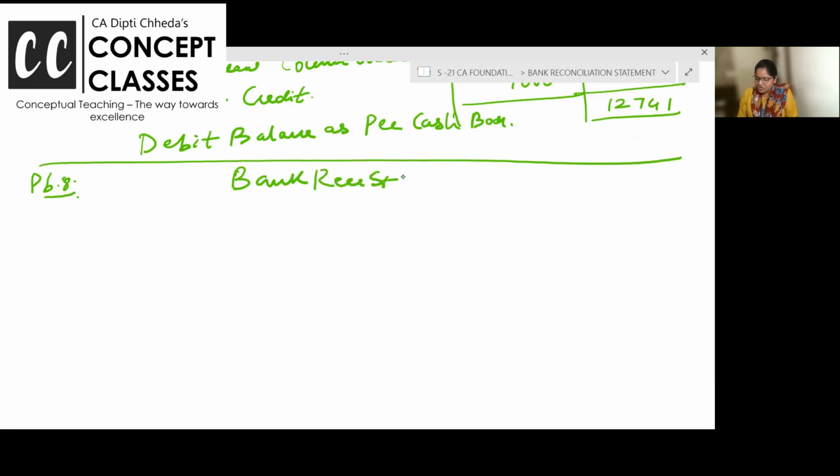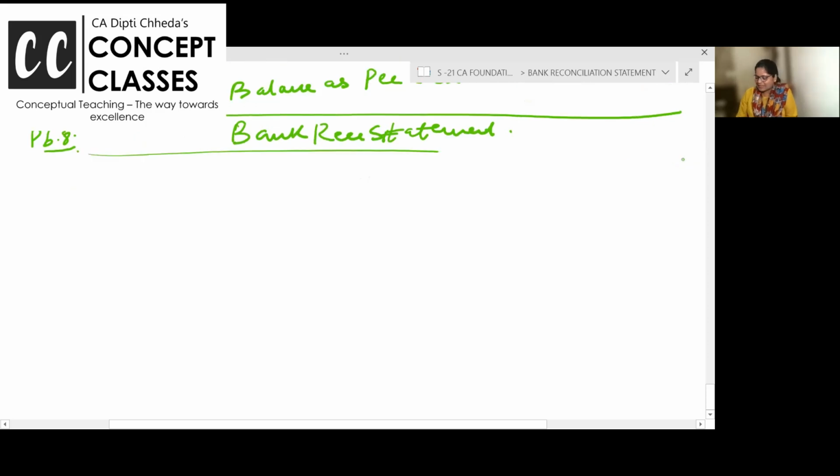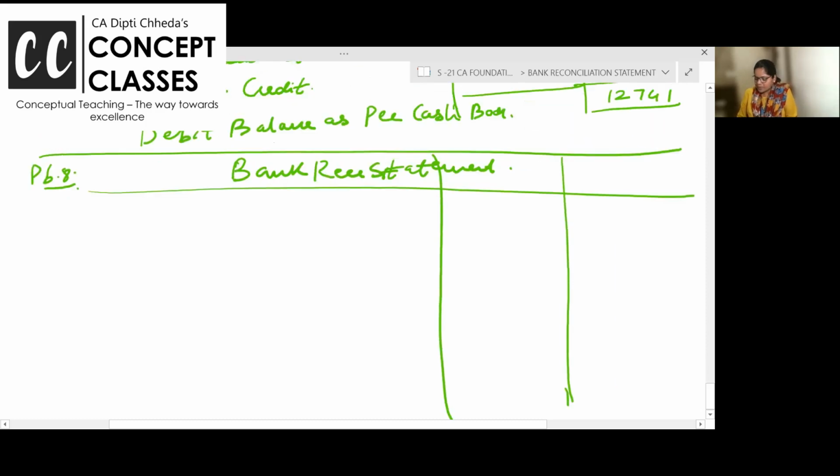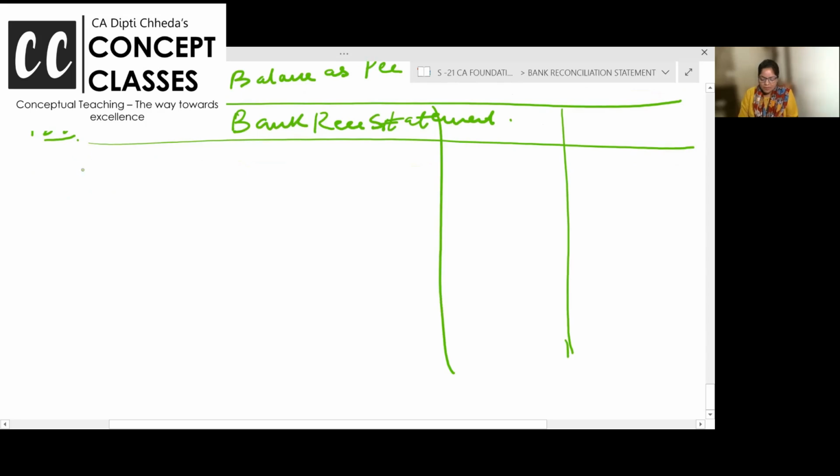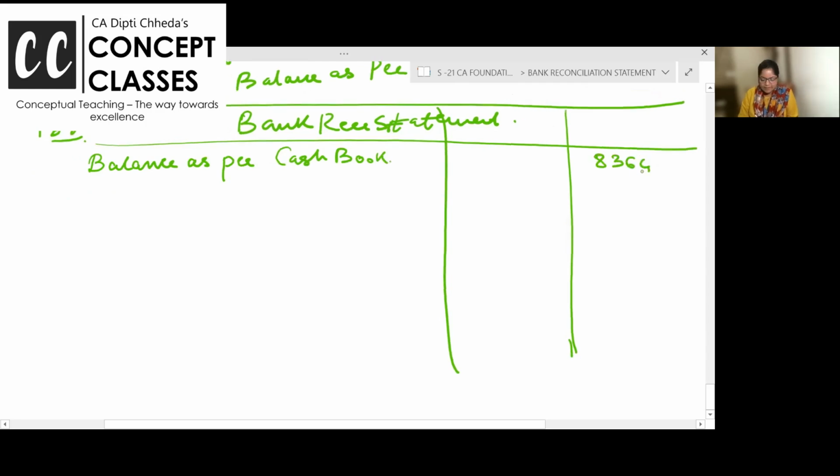I hope you all are enjoying me copying from your books. Yes. Karo. Balance as per cash book is 8364. Sum at half the page less.